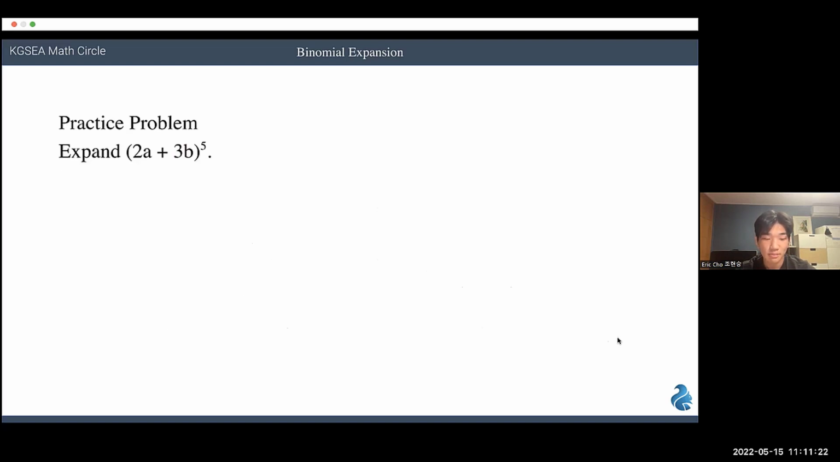Now we will attempt this practice problem. This is a fairly easy problem. It's a computation question. When people generally approach this problem, they think about expanding it one by one. However, by using Pascal's triangle, we can solve this in a much simpler manner.